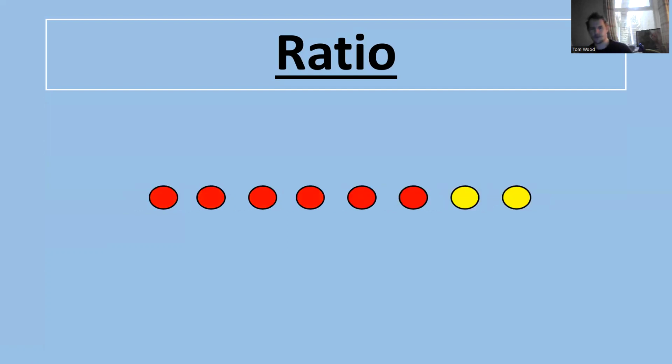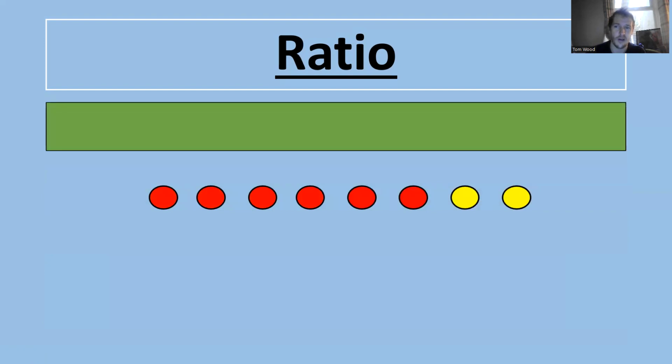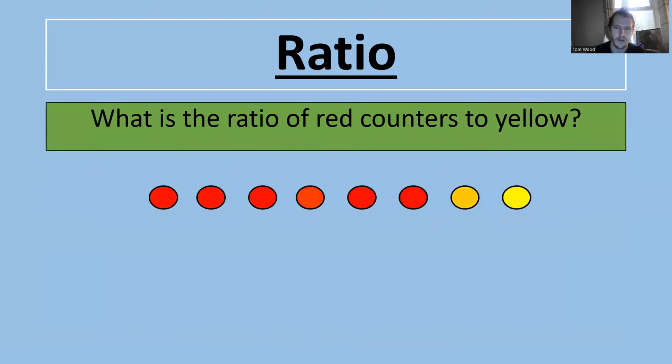Now, this one here, I've done some amazing wizardry with the PowerPoint. So you're going to notice one of those yellow dots is going to move. It's going to be incredible. Watch it go. It's going to be the highlight of your day. Ready? Oh, there it goes. Amazing. So what we are looking at here then is what is the ratio of red counters to yellow counters? And there was a reason that that counter moved over.